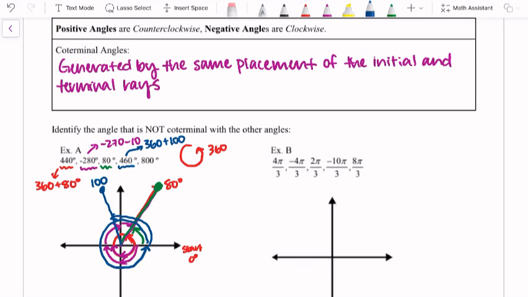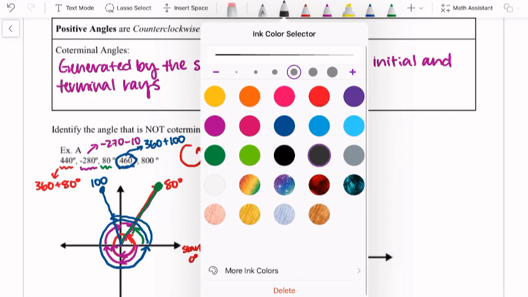I can already see right now that I did not end up in the same place as the other one, so I am going to go ahead and circle 460 because I don't think that it is coterminal. We ended up in a different place, but we do have one last angle that we need to check. There could be multiple answers.